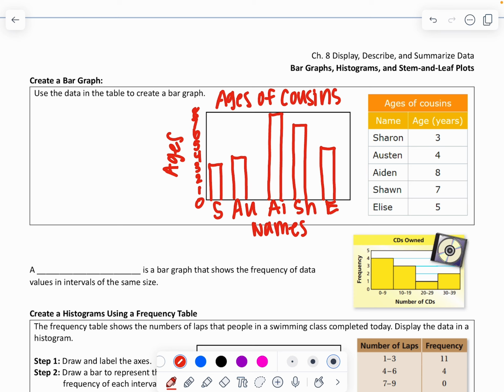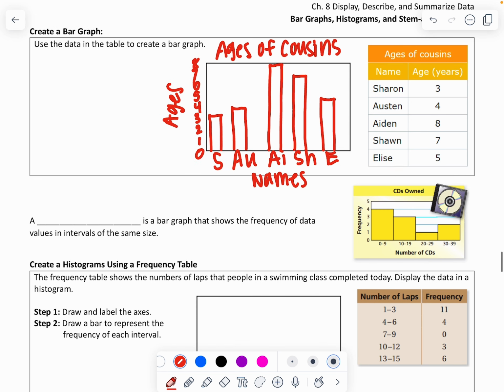Okay. So like I said, this is one that you should be familiar with. You should know from elementary school. And then histograms and stem and leaf plots may be the newer ones that you haven't learned yet. So a histogram is a type of bar graph that shows the frequency of data values in intervals of the same size. So that's the most important thing you want to remember, is intervals of the same size.